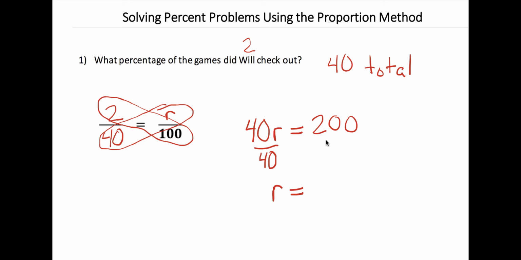All by itself. I have to do the same thing to the other side because I want to make sure that my equation stays in balance. So I always have to do the same thing that I do to one side to the other side. 200 divided by 40, I'm just going to do this in my head. 4 divided by 20 is 5, so 200 divided by 40 is also 5. 40 goes into 200 5 times. So R is equal to 5. That means that the percentage of games that will be checked out is 5%.